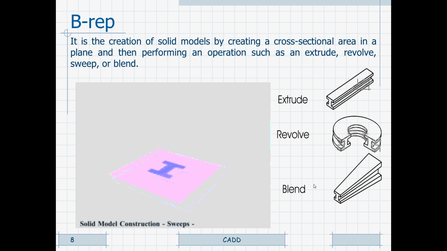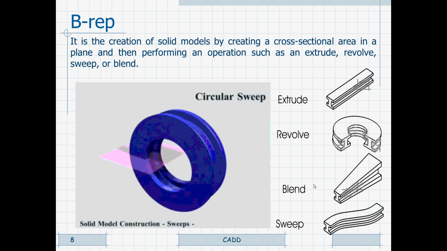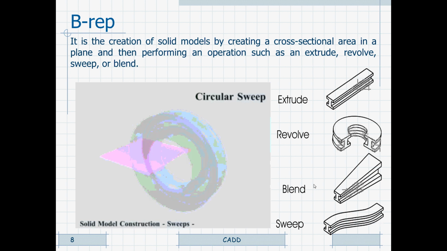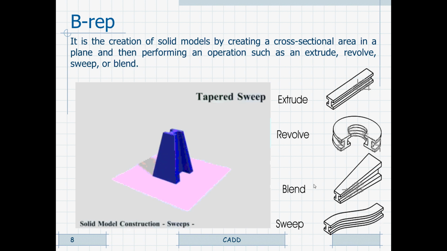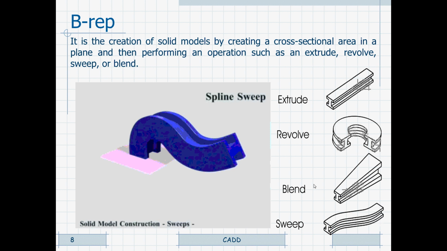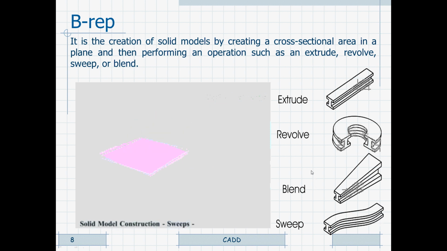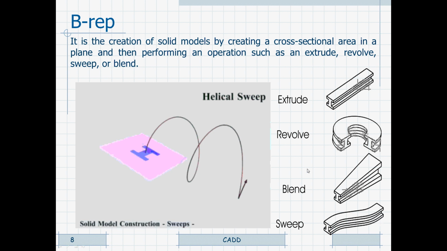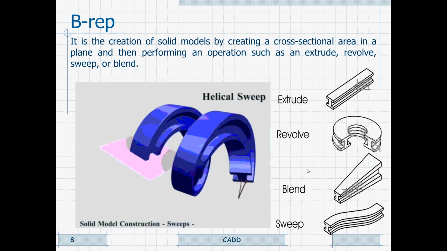Also, we can create what is called a revolve or a circular sweep, where basically you take the same profile and you go around an axis. We also have the blend tool, where you can create a profile and then change the profile at the end, so the part will be kind of tapered. And finally, we have the sweep tool, where you have a path, and then the 2D profile follows that path. Also, you could have a helical sweep, which is a sweep going through a helical path, and you can create such a part with the same profile.